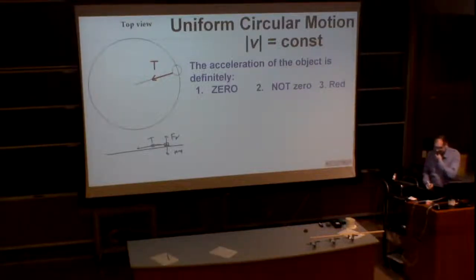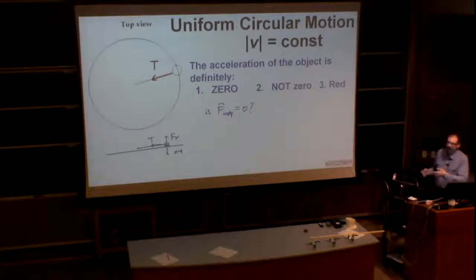Now, the question basically is: is the net force equal to zero? Yes or no? Net force acting on this object, is it zero? What do you think? Yes, you. Say something. No, it's not, because we can add vectors. Gravity and normal cancel each other, and theoretically there could also have been friction, still not canceling the force of tension.